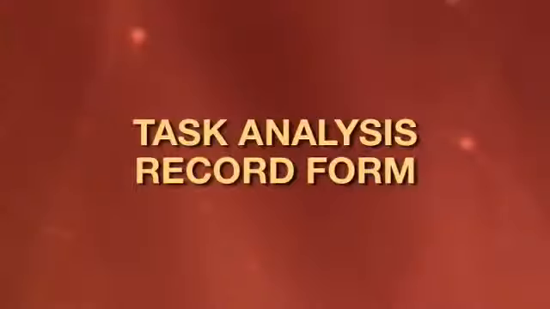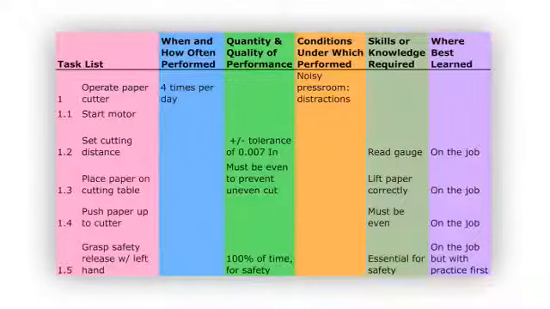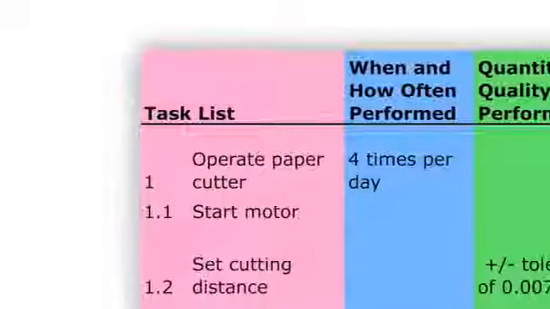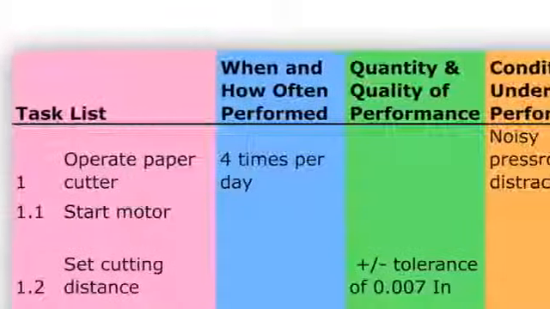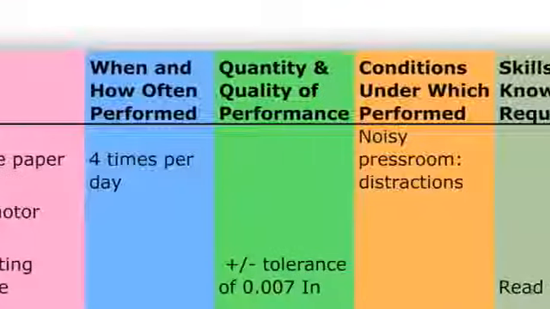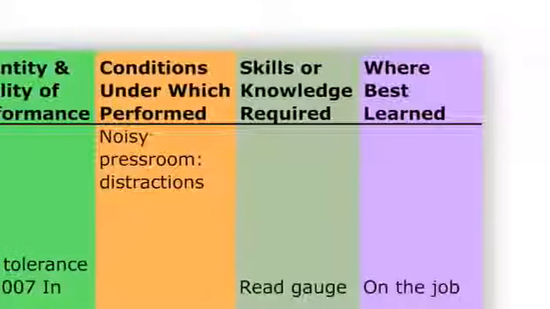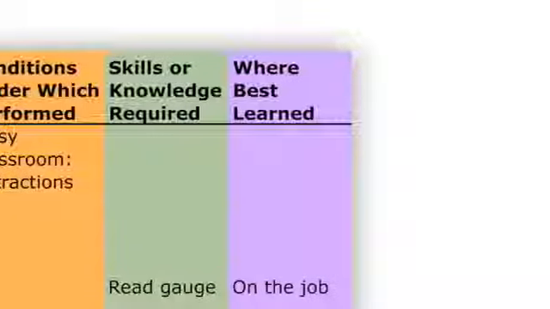A task analysis record form can also be used. Here is an example of this form for a printing press operator. The task analyses contain the following information: a task list, when and how often each task is performed, the quantity and quality of performance expected, the working conditions, the skills or knowledge required, and where those can be best learned.